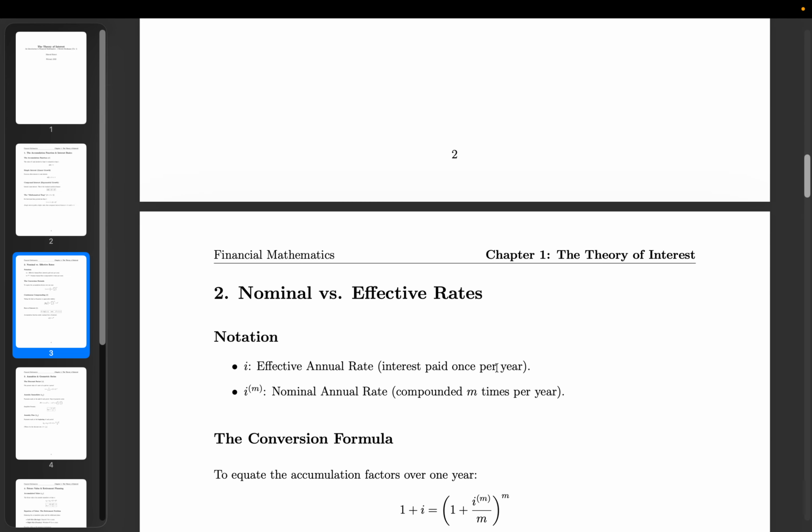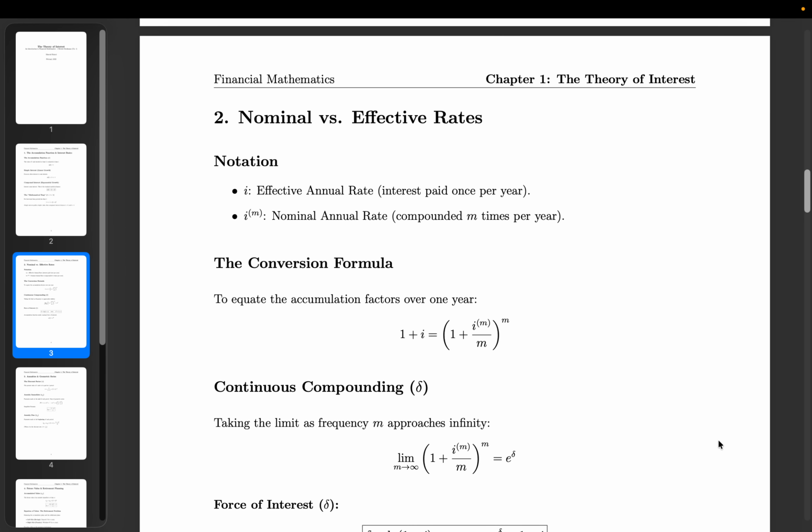All right, let's move to section 1.3. This is where things get tricky, and honestly, this is where banks confuse people. We need to talk about nominal versus effective rates. In the book, you'll see a symbol that looks like this: i^(m). This stands for nominal rate compounded m times per year.